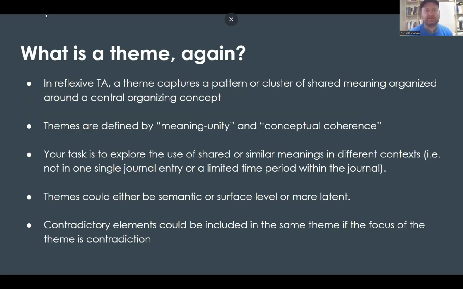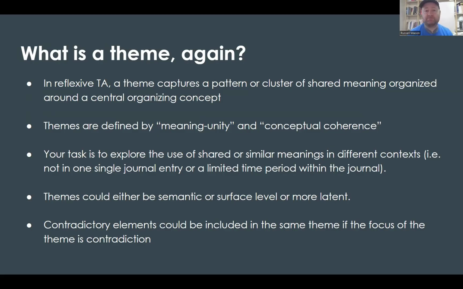Let's just look at themes again, because I think it's important. Three of the stages are about themes, and also it's called thematic analysis. So I think it's good to be clear about what a theme actually is. In reflexive TA, a theme captures a pattern or a cluster of shared meaning, and they are organized around a central organizing concept. This is an important idea in Braun and Clarke. I will talk about this in a little bit more detail later on.